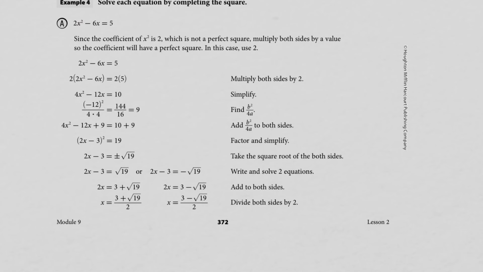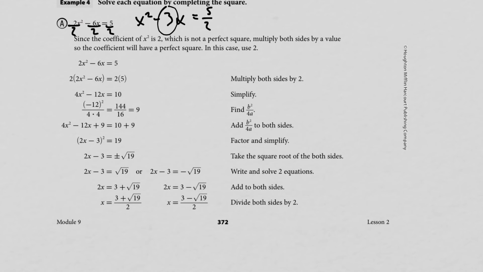For example, in this one, if I divide by 2 all the way across, right there I'm going to get x squared minus 3x equals 5 over 2. Right away I have a fraction. And then if I try to half it, square it, add it, the middle term is a 3, so when I half it, I get another fraction, and I square it, I get a bigger fraction. So either way, I'm going to be dealing with a lot of fractions if I try to go that way.